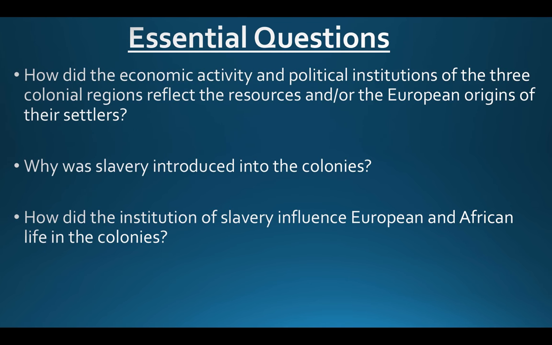The essential questions that the state wants you to consider are, how did the economic activity and political institutions of the three colonial regions reflect the resources and/or the European origins of their settlers? Why was slavery introduced into the colonies? And ultimately, how did the institution of slavery influence European and African life in the colonies?